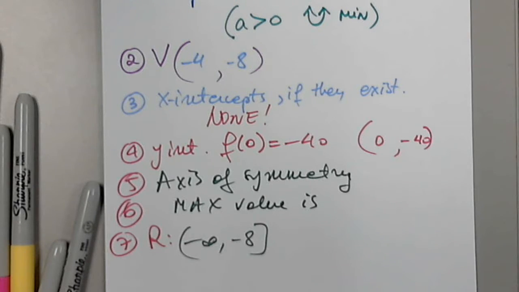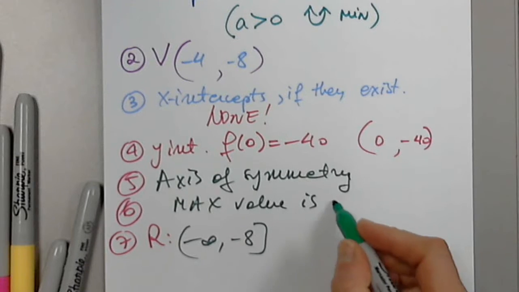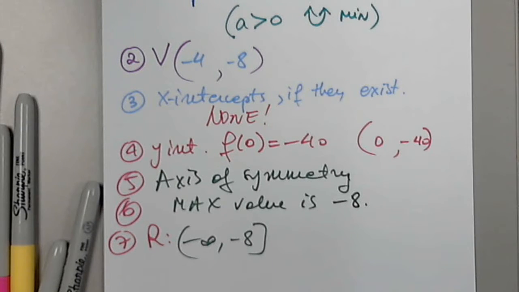Max value of this function is, where do I read it from? Where do I read the maximum value for this function? From the range? From the vertex. So what is the maximum value? Negative 8.